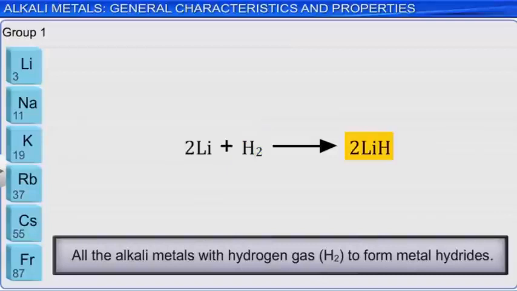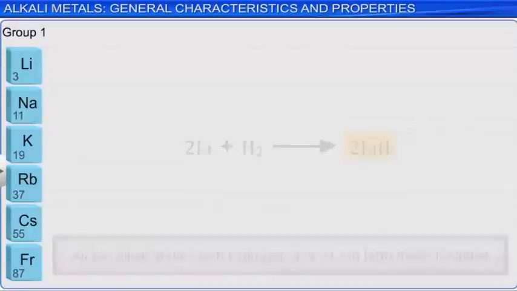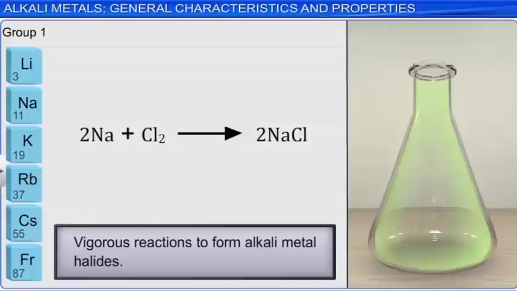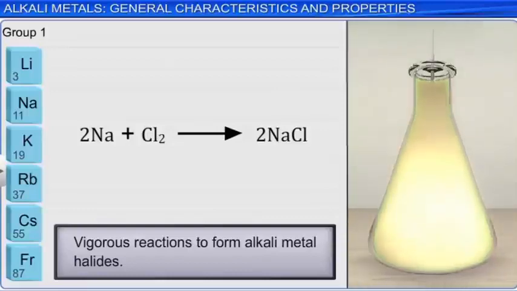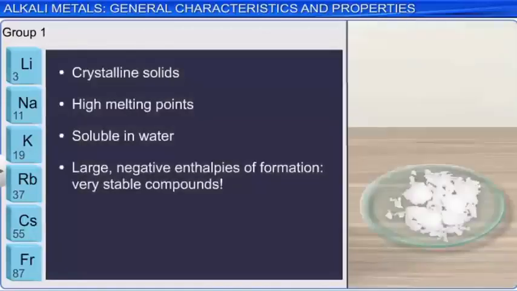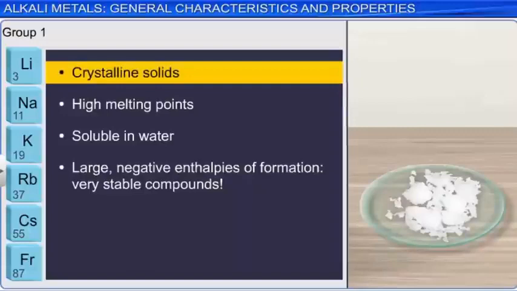The alkali metals react very vigorously with the halogens. One classic example shown in the photo is the formation of table salt, or sodium chloride, from sodium metal and chlorine gas. The alkali metal halides are crystalline solids, as shown in the photograph. They have characteristically high melting points and are soluble in water. These are very stable compounds, as evidenced by their large negative enthalpies of formation.